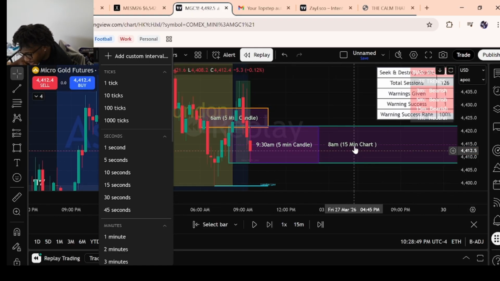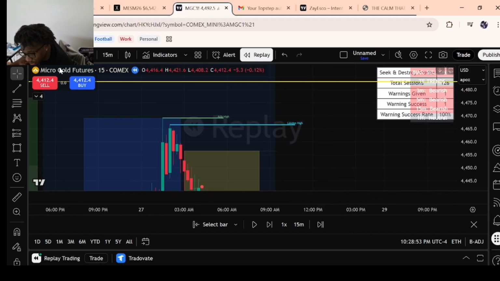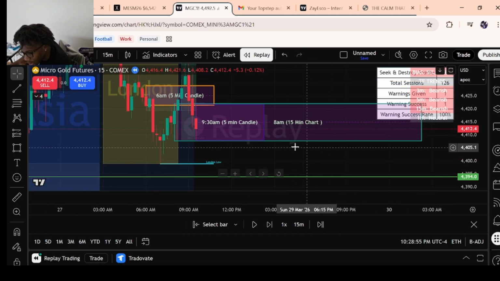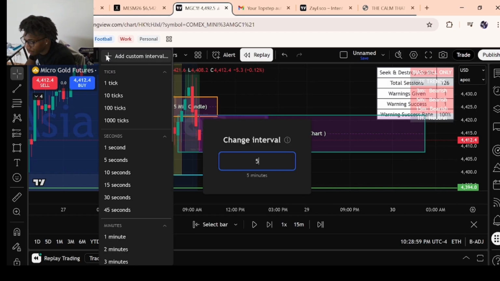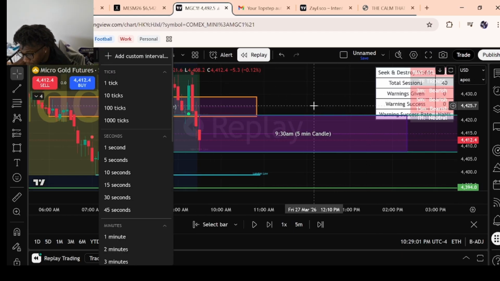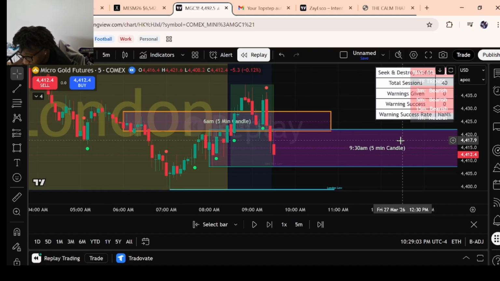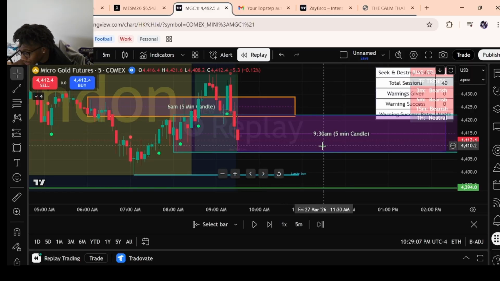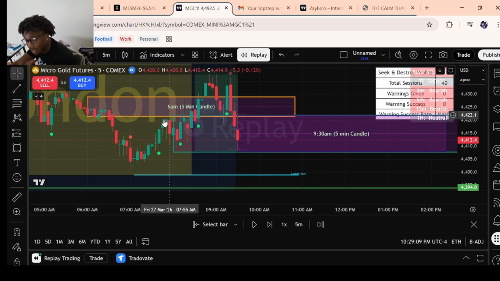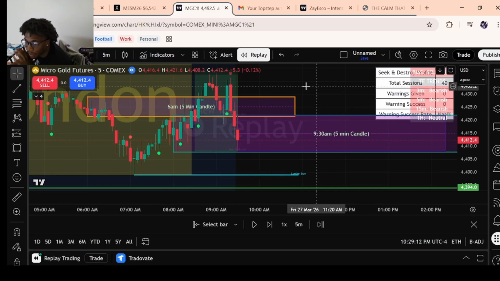15-minute chart right here. 8 a.m. candle, stretch it out, right? Find your highs, which is the fair value gaps. Find your lows, which is the fair value gaps. That's step one. Step two, go to the 5-minute candle. Find the 6 a.m. Stretch it out, right? Step three, find a 9:30 a.m. Once the market starts coming in, stretch it out, right? And that's all you do.